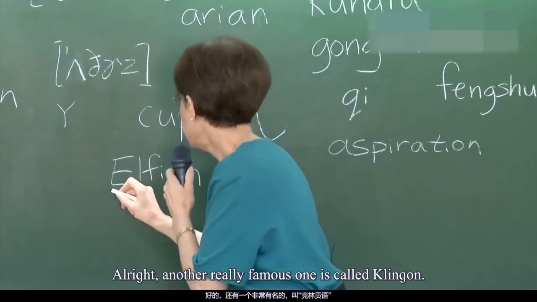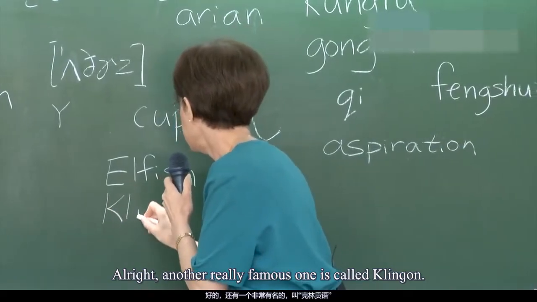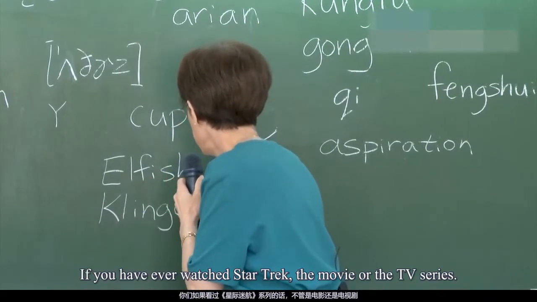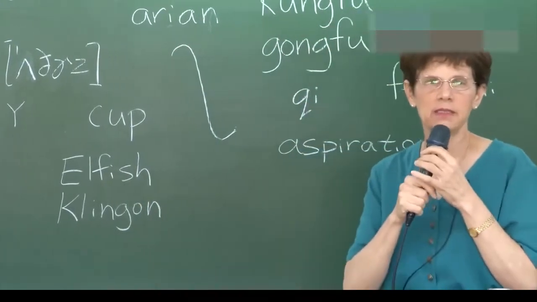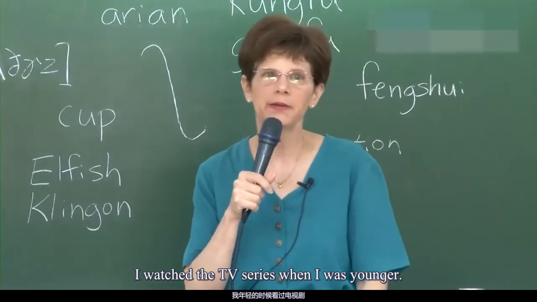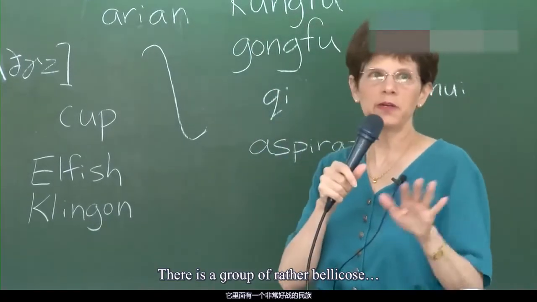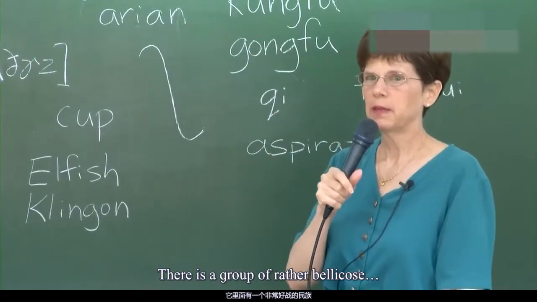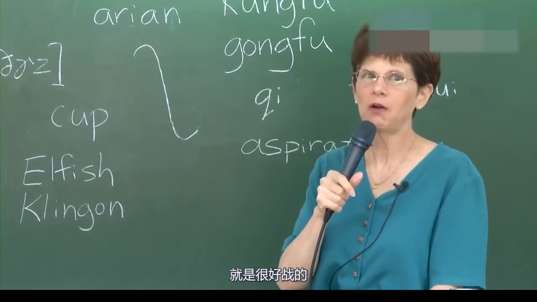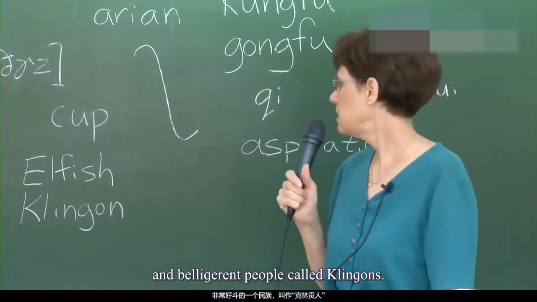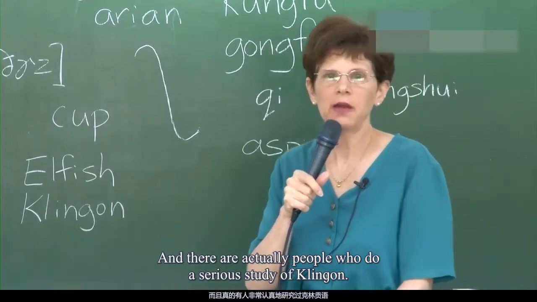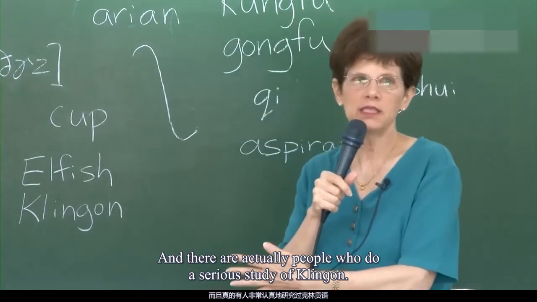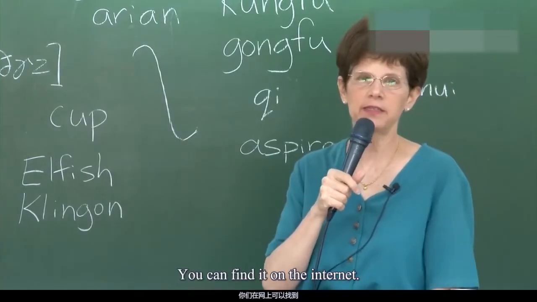All right. Another really famous one is called Klingon. If you've ever watched Star Trek, the movie, or the TV series, I watched the TV series when I was younger, there's a group of rather bellicose, 就是很好战的, and belligerent people called Klingons, and they have their own language. And there are actually people who do a serious study of Klingon. You can find it on the internet.